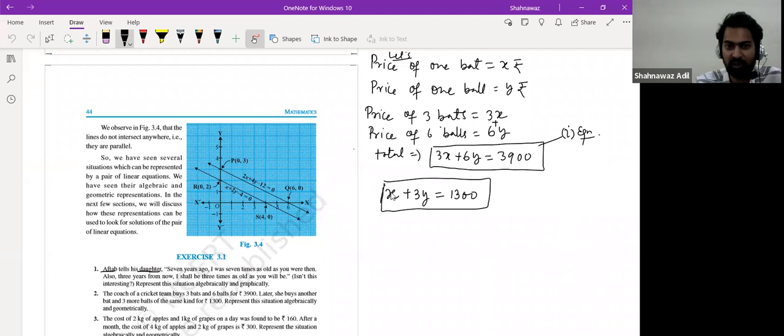So there are two methods. One is the graphical method and the other one is the algebraic method. And in the algebraic method, you will learn that there are three methods that I have told you earlier. One is the substitution method, then the elimination method, and then the cross multiplication method. So the solution comes from the second exercise. So here, we just have to write the algebraic representation. And the second one we have to write is the graphical representation.